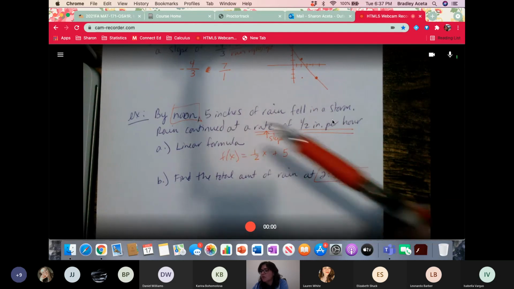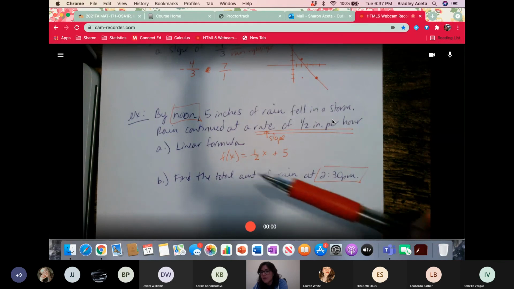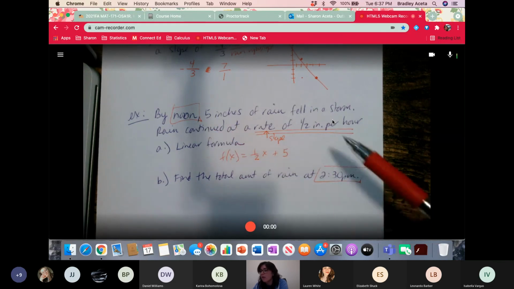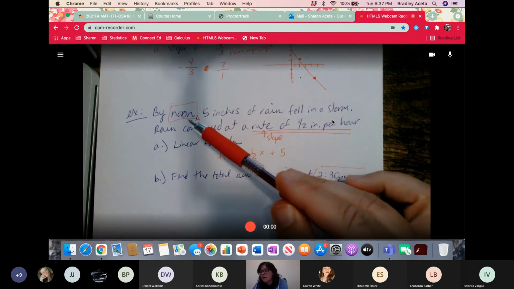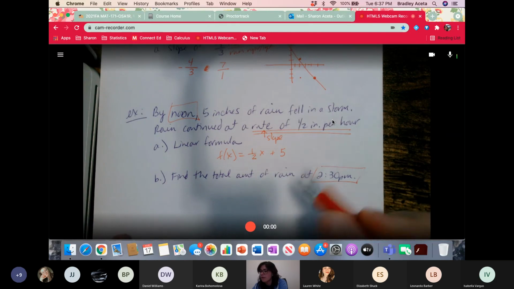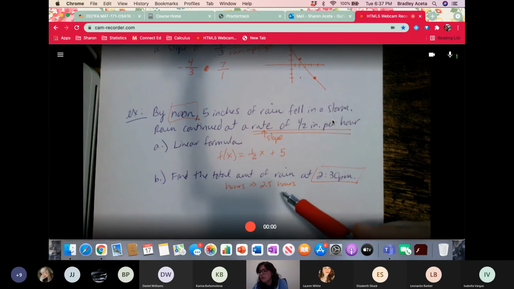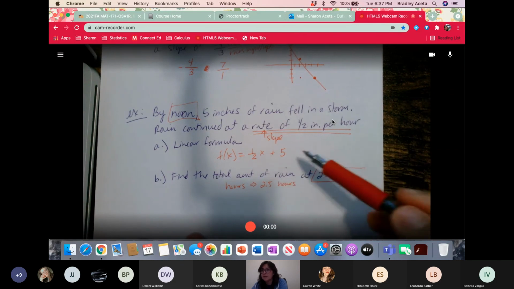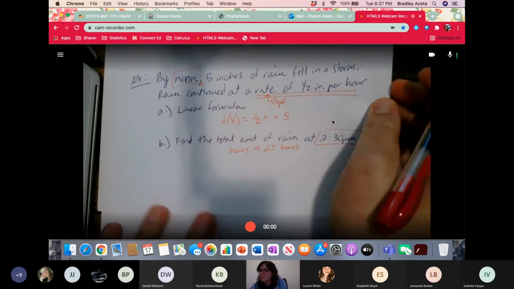How much time has transpired from noon to 2:30? How many hours, since we're talking about inches per hour? Well, again, we don't want to convert it to minutes. So from noon to 2:30, how many hours would that be? That would be 2.5 hours. So we want to take the 2.5 and plug it in for x, and then f of x being our total amount of rain that we would get.